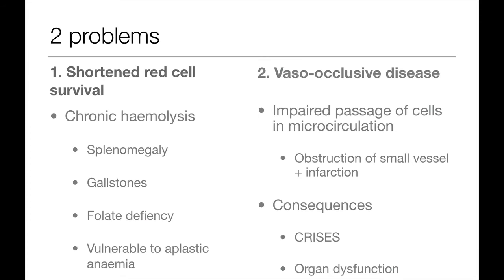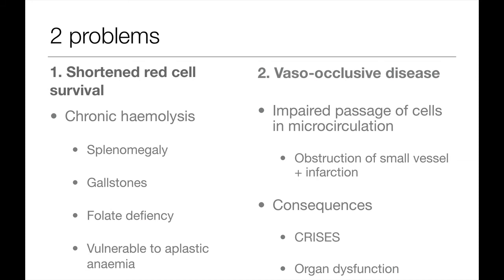In sickle cell disease, there are two basic problems. Because the cells are abnormal, they have a shortened survival. They're often taken up by splenic macrophages, for example. So the cells have a shortened survival, and there's a chronic hemolytic state that develops. As part of chronic hemolysis, you can see splenomegaly because the spleen is very active, so it enlarges. You see gallstones because of those high concentrations of unconjugated bilirubin. You see folate deficiency, and you also find that patients are vulnerable to aplastic anemia.